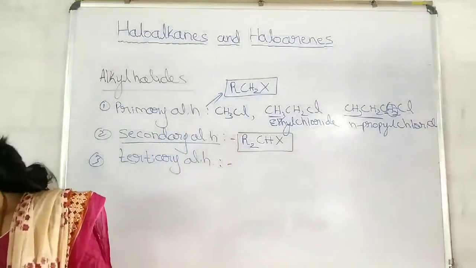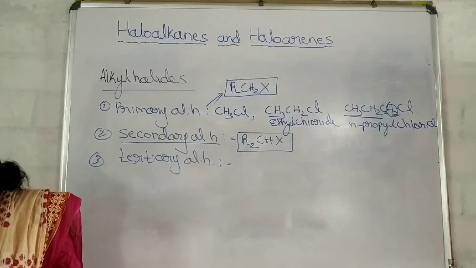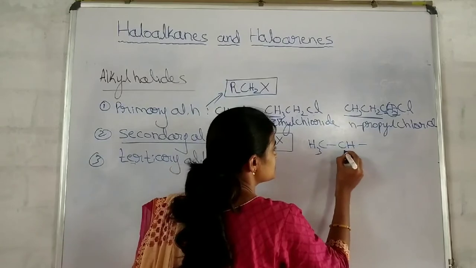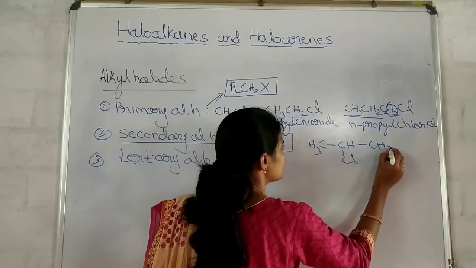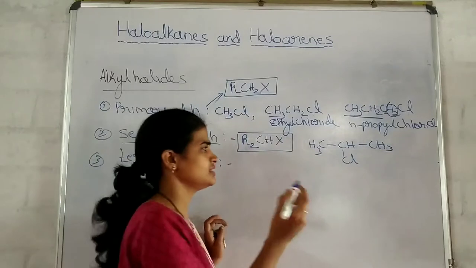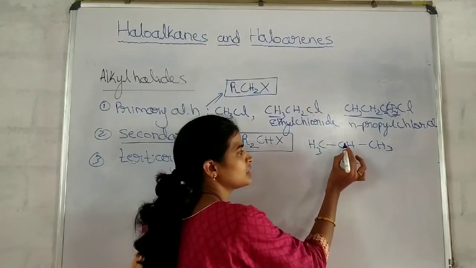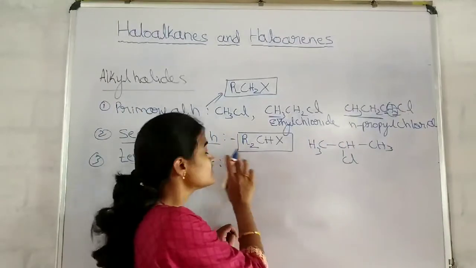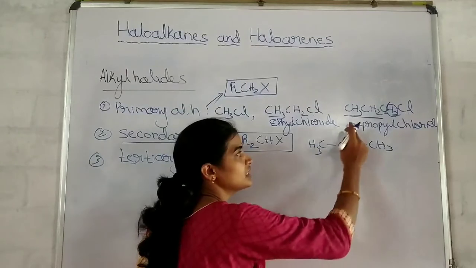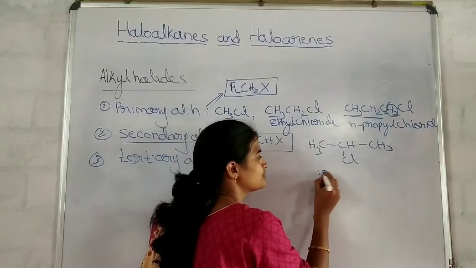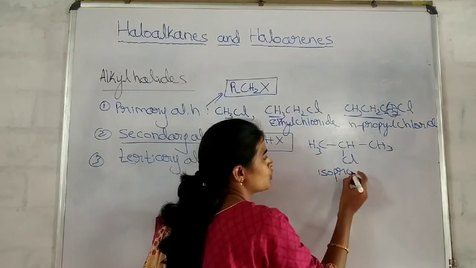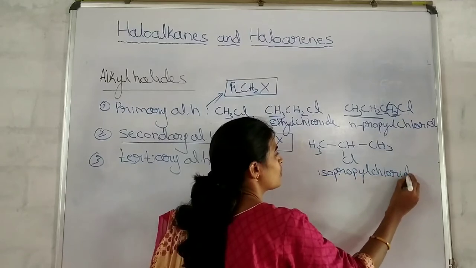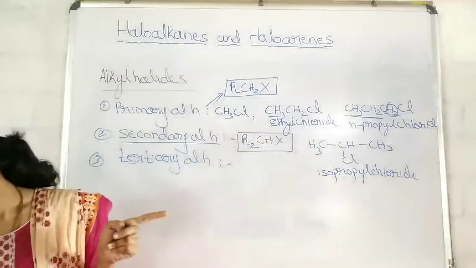Then what is the example for secondary alkyl halide? CH3CHClCH3. Just check whether this is primary, secondary or tertiary. Very easy. The carbon atom attached with the halogen atom is directly attached with only one hydrogen atom. Therefore, it is a secondary carbon atom, and therefore an example for secondary alkyl halide. Then what is the name of this? Isopropyl chloride. What I am writing are common names here.